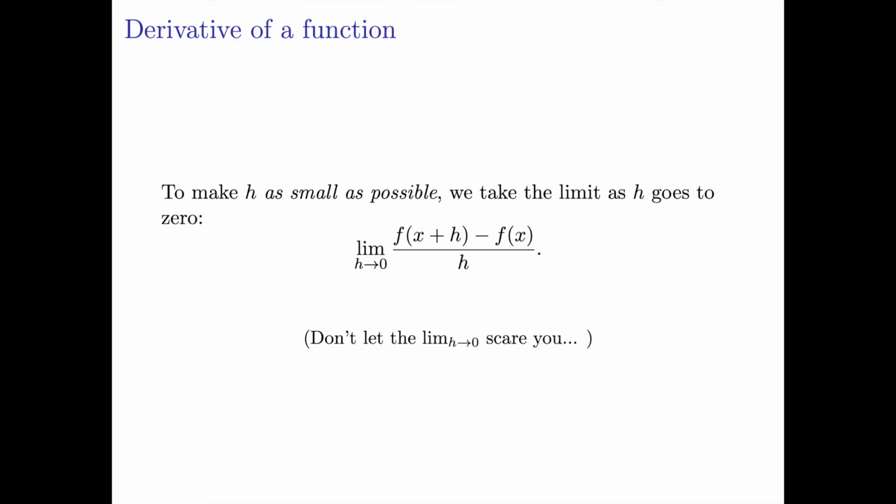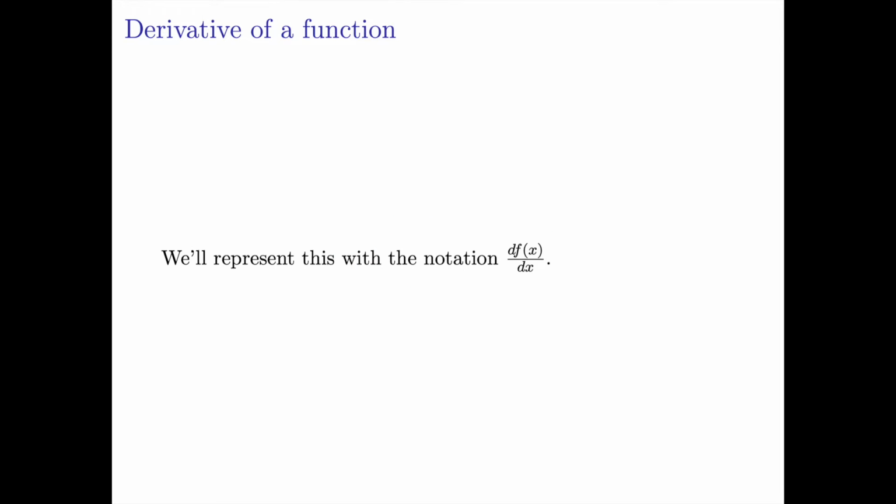Remember that I told you that we wanted a really small h. So what we're going to do is take the limit as h goes to 0 of this ratio. Don't let the limit scare you. We're not going to deal with sequences in this course, but technically what we're looking at is the limit. We're just taking h to be really close to 0 without being 0. This ratio is what we're going to represent by df dx at the value x. And that's what we call the derivative of a function. So the derivative of f is df dx.